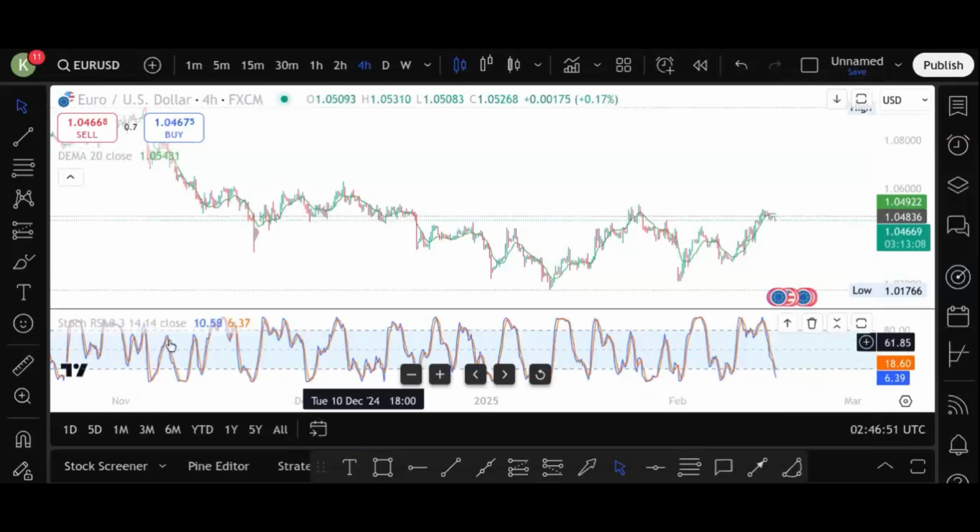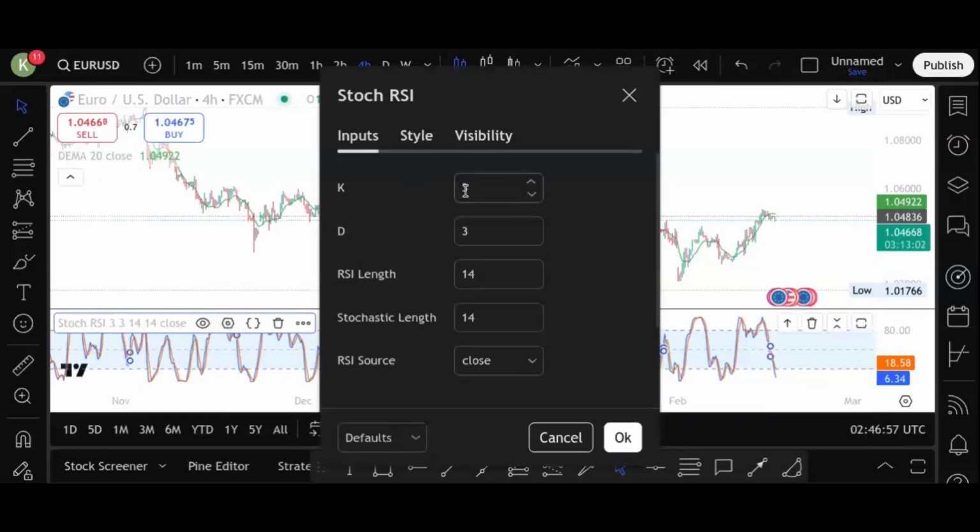Okay. Now, the default settings are generally: the K length is 3, D is 3, and then the RSI length is 14, as well as the stochastic length. So these are your default settings. Now, what I believe as a trader in this game for a while now is that a lot of traders tend to be using the default settings, even if they're scalping, even if they're day trading, and even when they're swing trading.